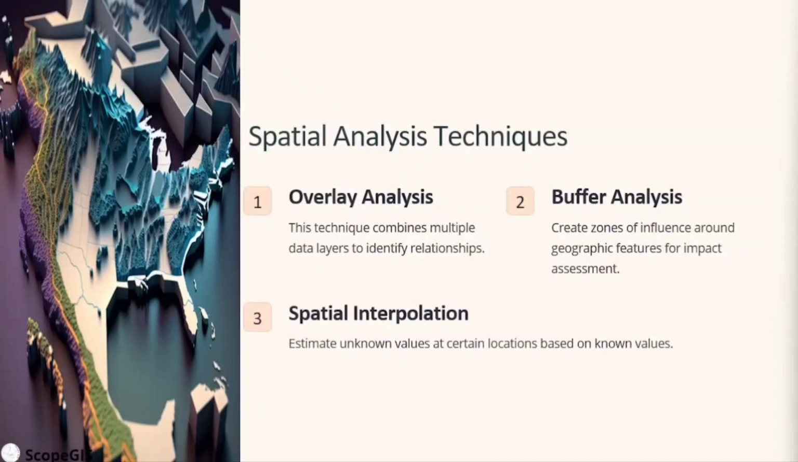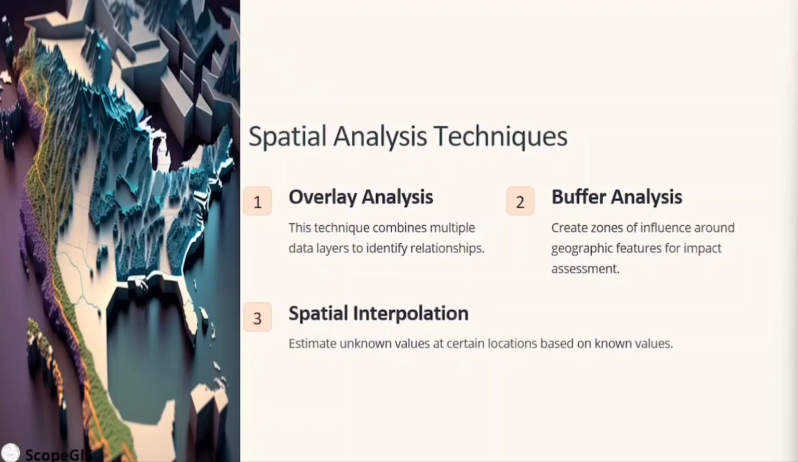Right. So the next is buffer analysis, which basically means creating buffer zones around specific geographic features. It can be a point, it can be a line, it can be a polygon. Create specific distances or buffer distances around them to be able to analyze the features within the zone. So a typical example is identifying areas that are at risk near a river, right?